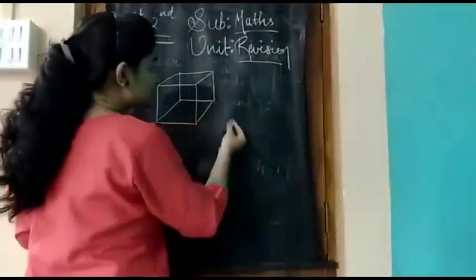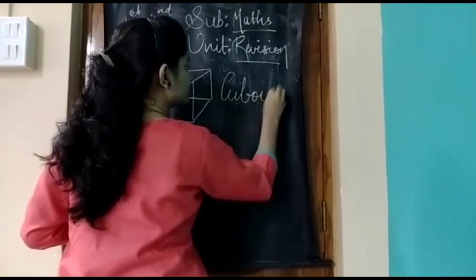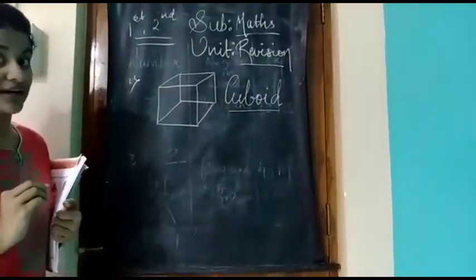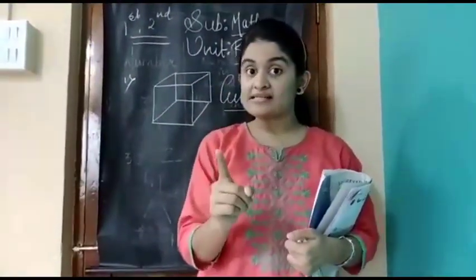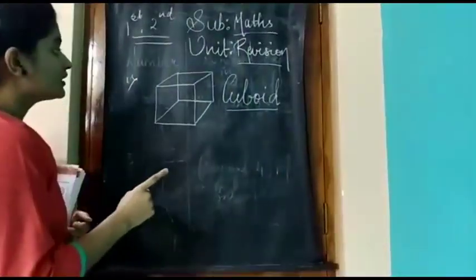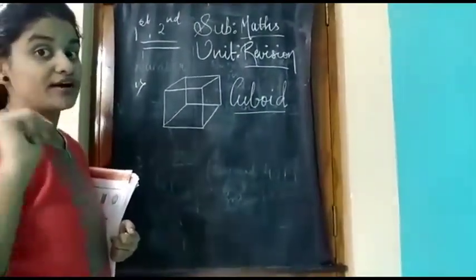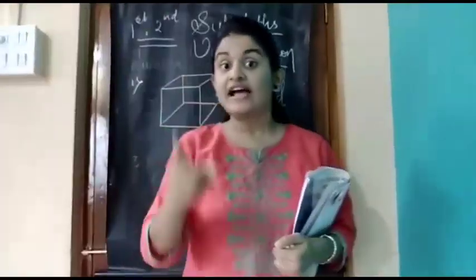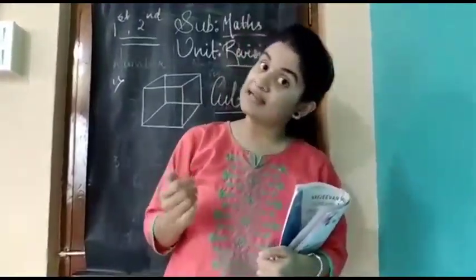When I'm writing here its spelling. This is cuboid. Understood? Yes. A cuboid has 12 edges and 8 corners. Understood? A cuboid has 12 edges and 8 corners. Let us see.